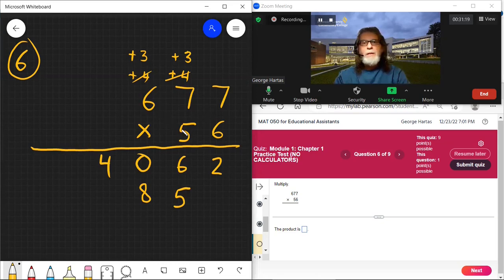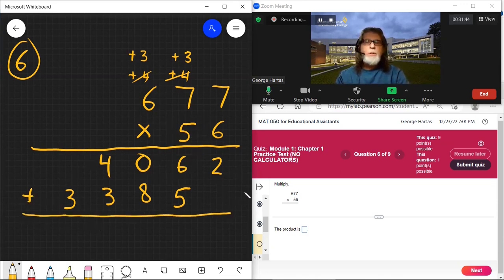Then we multiply 5 times 6. 5 times 6 is 30. 30 plus 3 is 33. Right-hand digit, left-hand digit. Now, we just finished multiplying, but we have to add these numbers. We have to add them to get the total.